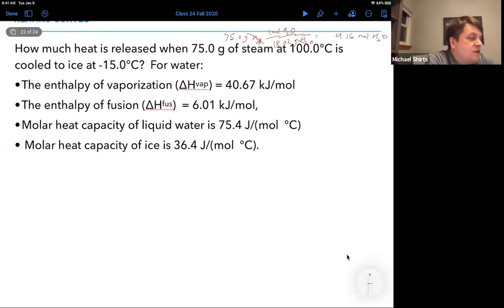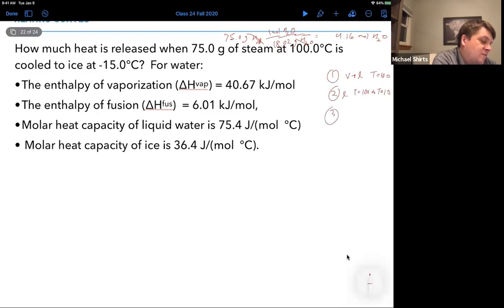So what are the steps we have to go through when we're cooling down the steam to ice? Well, one is going to be the vapor to liquid phase change at temperature equals 100. Now, once it's a liquid, then we have to cool it down from temperature equals 100 to T equals 0.